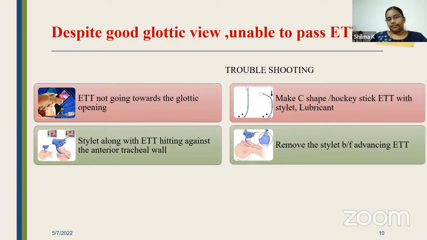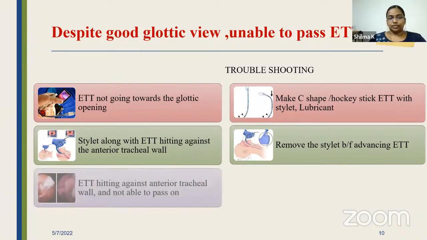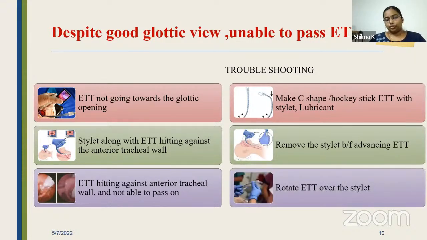Sometimes it happens that even after removing the stylet, the endotracheal tube may hit against the anterior tracheal wall, and we are not able to pass on. For that, we have to rotate the endotracheal tube over the stylet, and application of lubricant at the tip of the tube will also help.